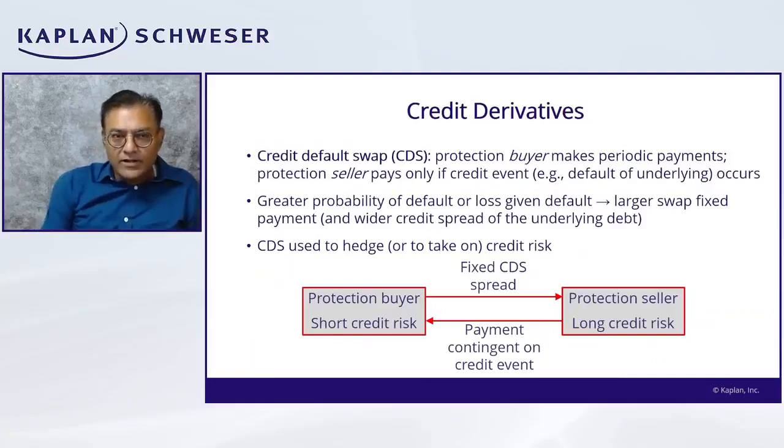Let's talk about credit derivatives. Credit derivatives is a type of derivative product that are contingent upon a specific event occurring, typically default. So there are two parties in a credit default swap, a protection buyer and a protection seller. Now the protection buyer is like taking out an insurance policy.